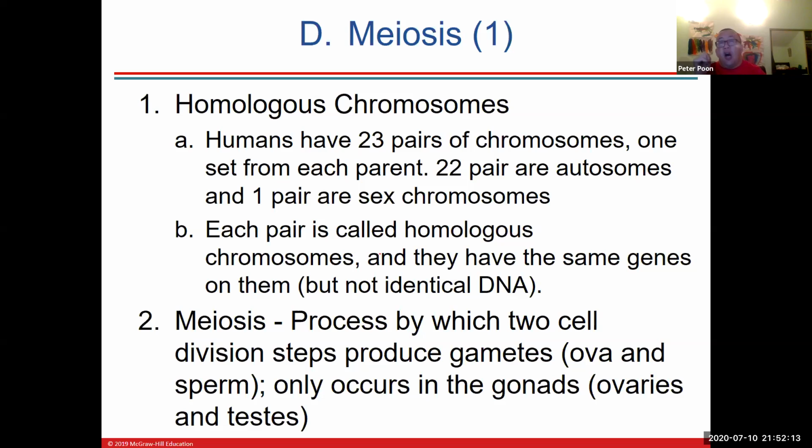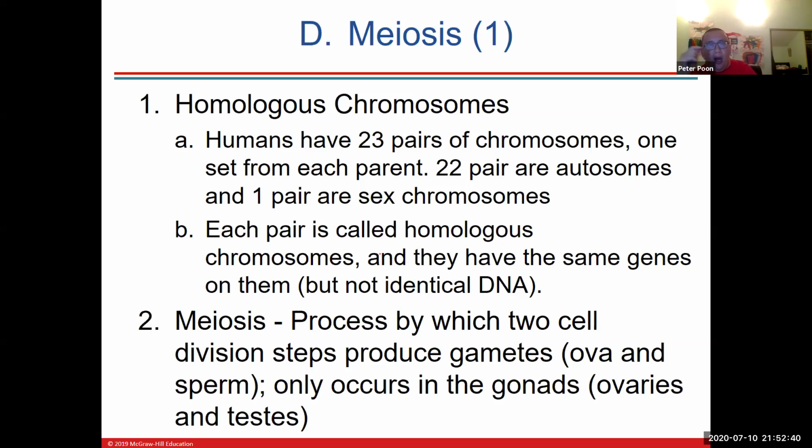22 pairs are autosomes, which means they're almost exactly the same. I'll get to the differences in a little bit. And 1 pair are sex chromosomes. Each pair is called homologous chromosomes. So you have 1 chromosome 1 from your father, you have 1 chromosome 1 from your mother, you have 1 chromosome 2 from your father, you have 1 chromosome 2 from your mother.